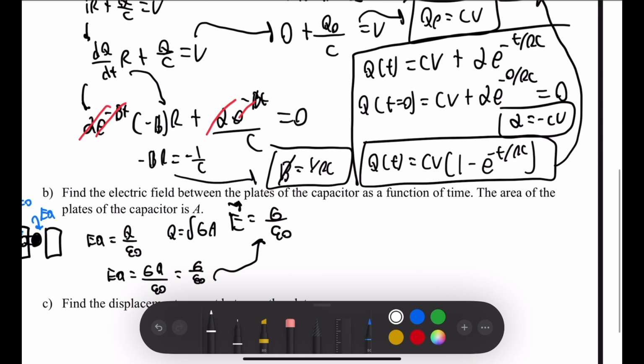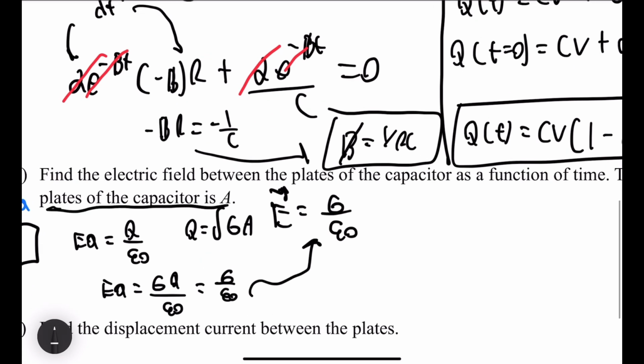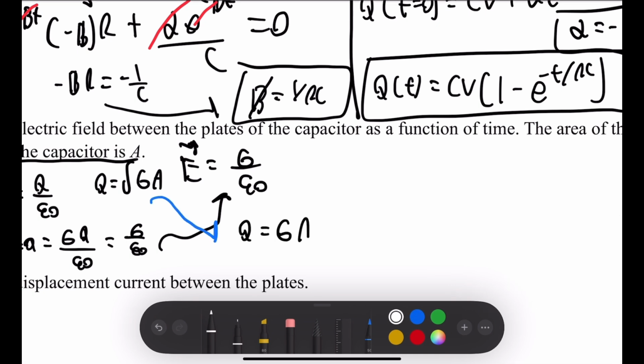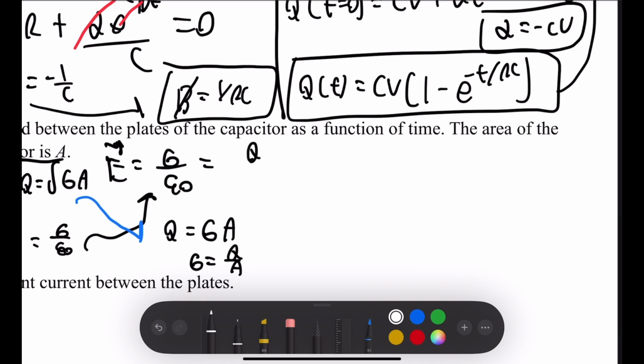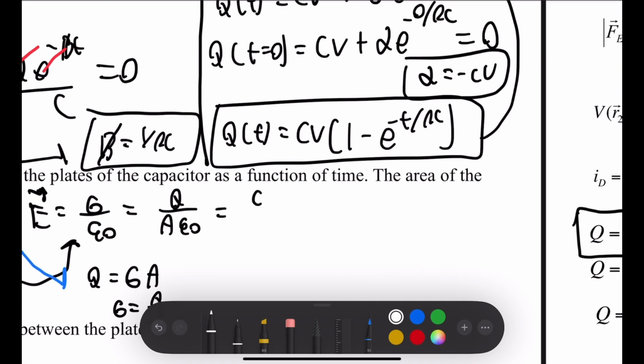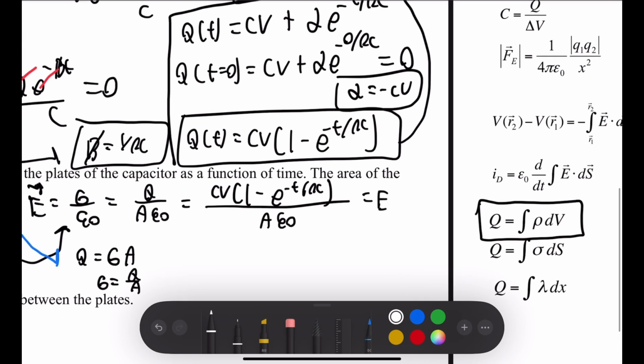But now I don't want sigma. I want it in terms of the charge and the area, given that it's area of A. So using this same equation, I'll get Q equals sigma A, or sigma equals Q divided by A. So I get Q over A epsilon naught. I have Q that I solved earlier. So this is CV times 1 minus e to the negative t over RC, divided by A epsilon naught. And this would be the electric field. It's equal to E.